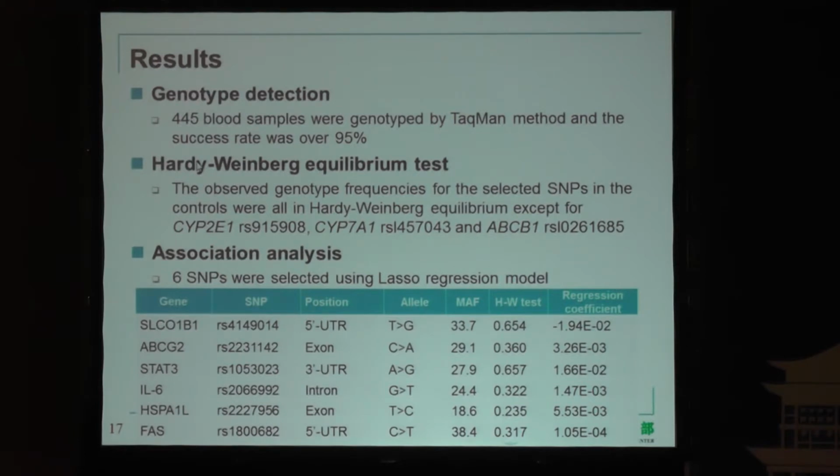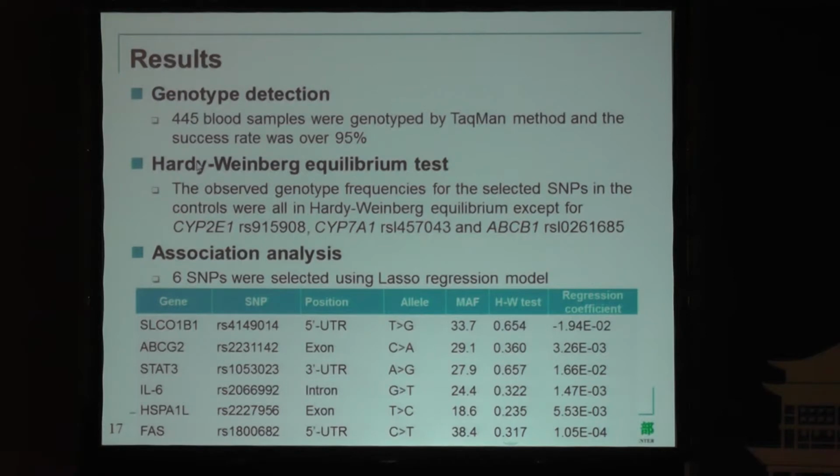In the genotype detection, a total of 445 blood samples were genotyped by the TaqMan method, and the success rate reached 95%. The observed genotype frequencies for the selected SNPs in the controls were all in Hardy-Weinberg equilibrium, except for just 3 SNPs. And using the lasso regression model, we took 6 SNPs into the next step of the study. The 6 SNPs are listed here.